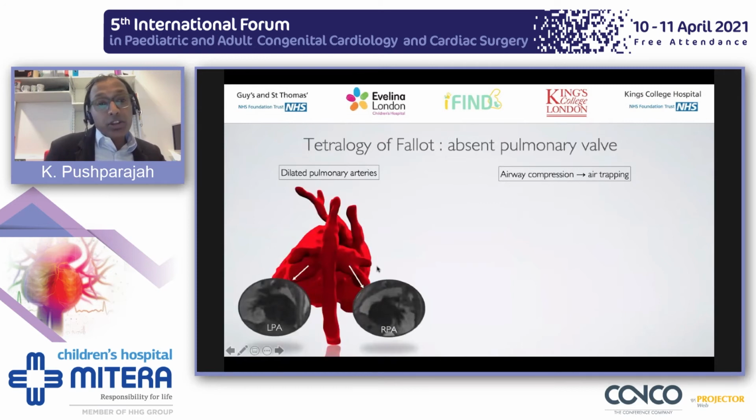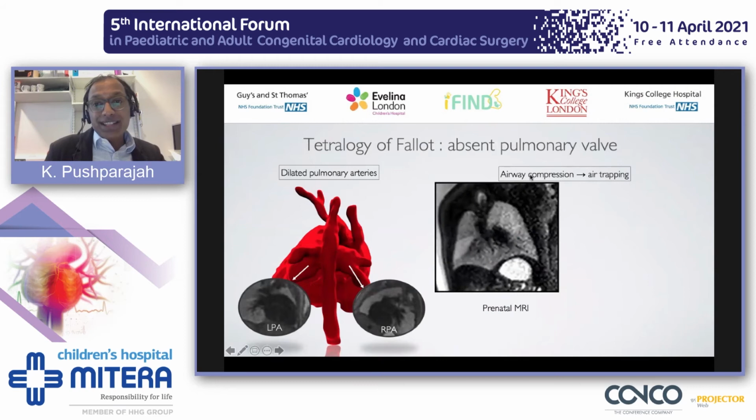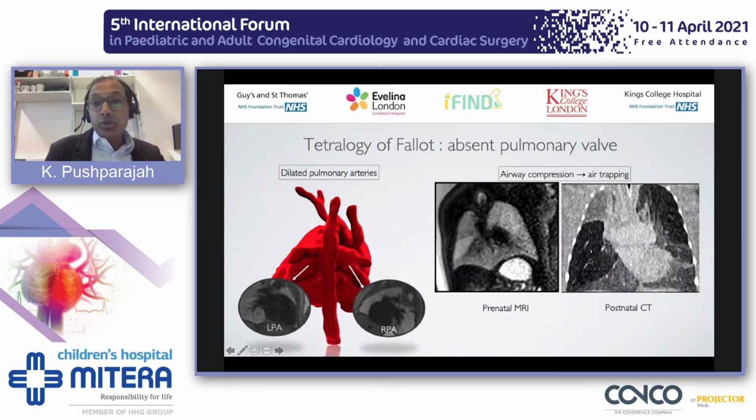Again, the correlate of this is a patient with dilated pulmonary arteries, massive pulmonary arteries, in tetralogy of Fallot with absent pulmonary valve. What you can see, of course, is that it creates airway compression with fluid trapping effectively, and you can get regions of the lung that are super bright because water is bright on MR. And postnatally, you can see the correlate there, these areas of hyperinflation. And this patient really struggled and needed ventilatory support for several months and was in hospital for several months.